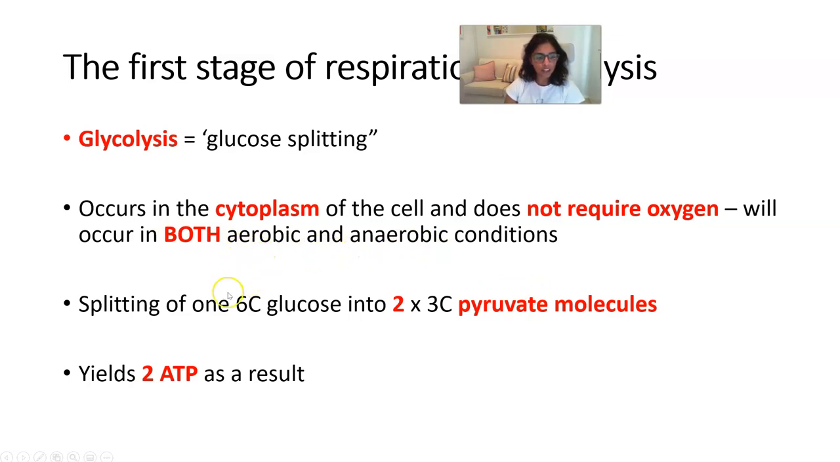Now we know that glucose is a carbon-based molecule, and it has 6 carbon atoms in it. Because glucose is being split, it's split into 2 lots of 3 carbon pyruvate molecules. Now, I'm just telling you the number of carbons involved to help you understand that it's split down the middle. Now, this process of breaking those 2 chemical bonds yields 2 ATP molecules.